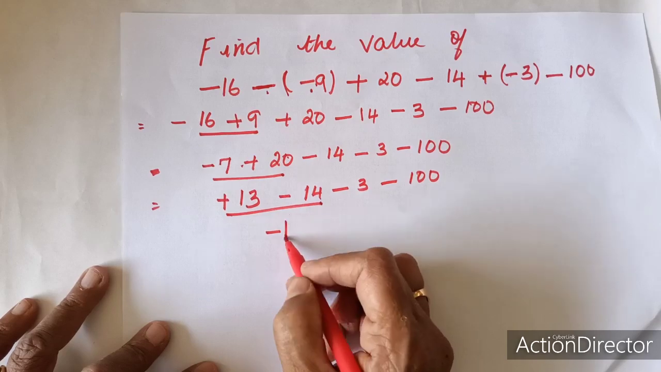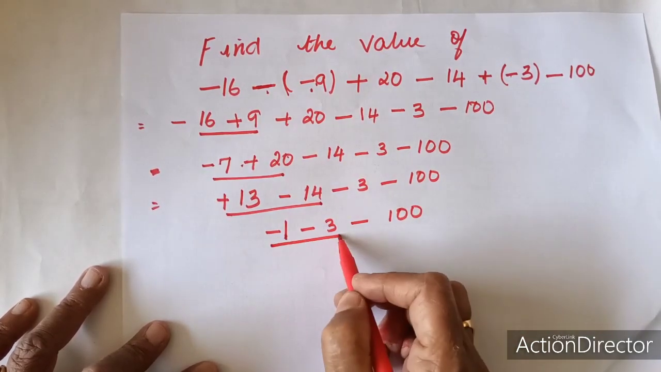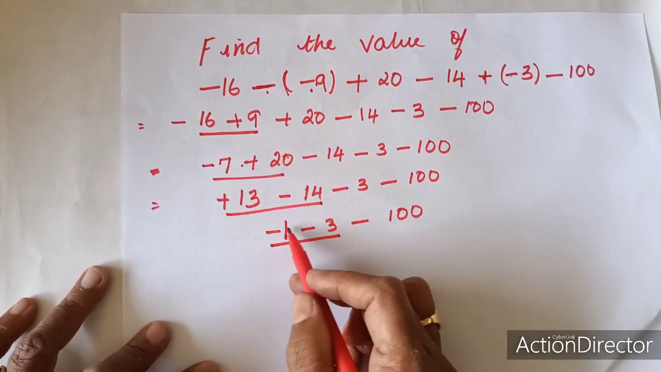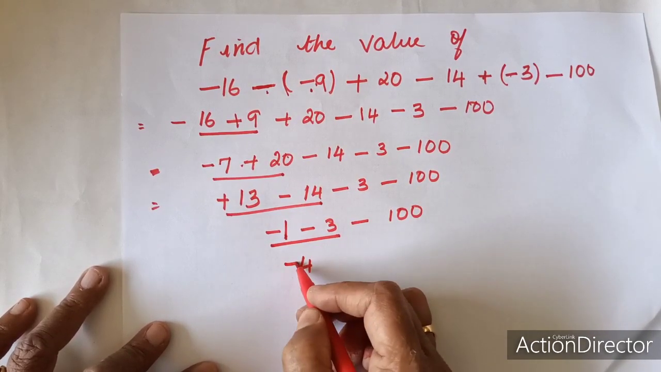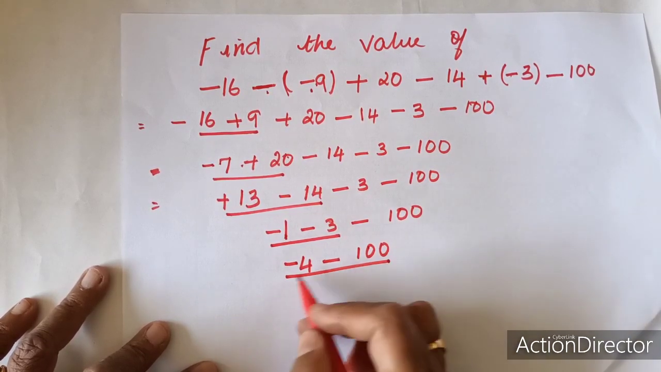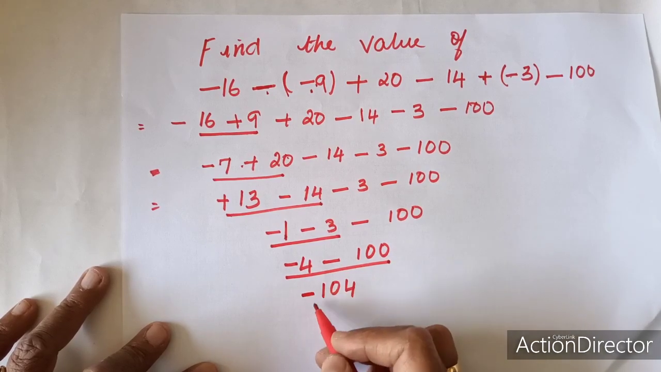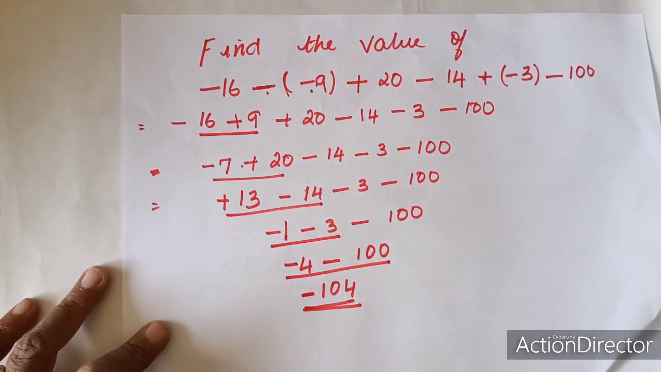So minus 1, minus 3, minus 100. Again these two, same sign, add. 3 plus 1 is 4. Sign of the number, minus 100. Here same sign, add. 100 plus 4 is 104. Same sign, put the same sign. So my answer is minus 104.